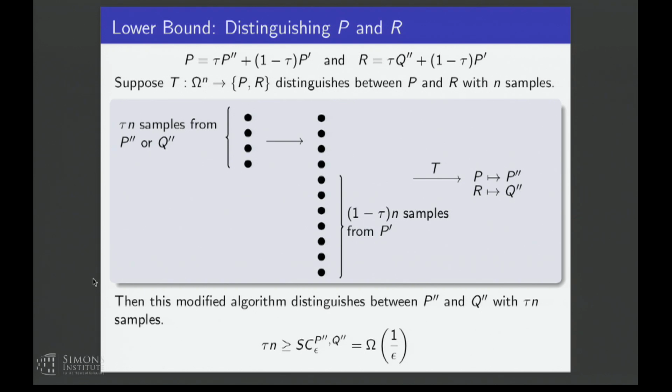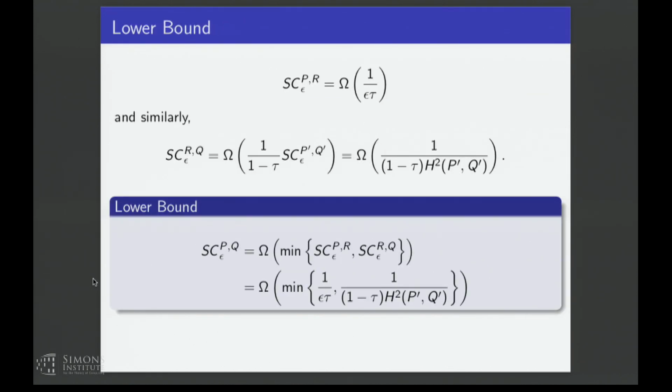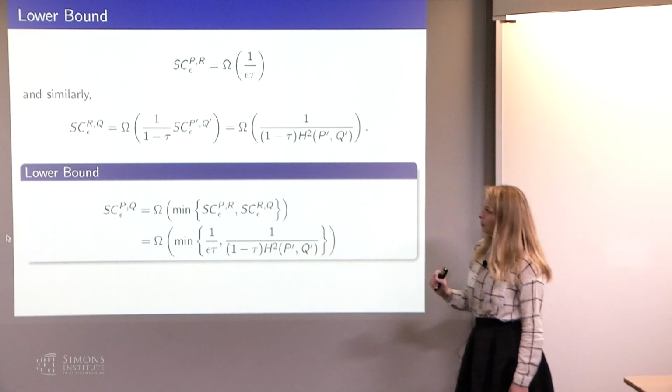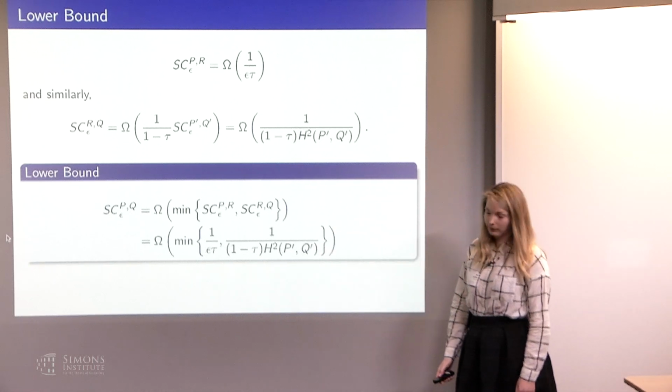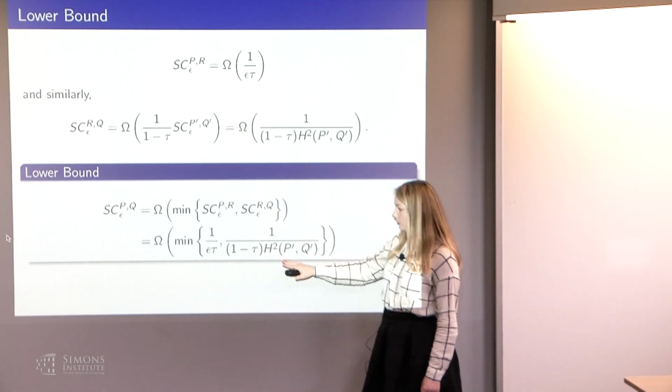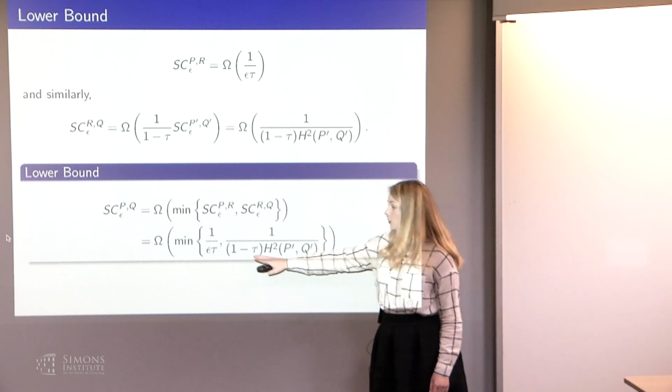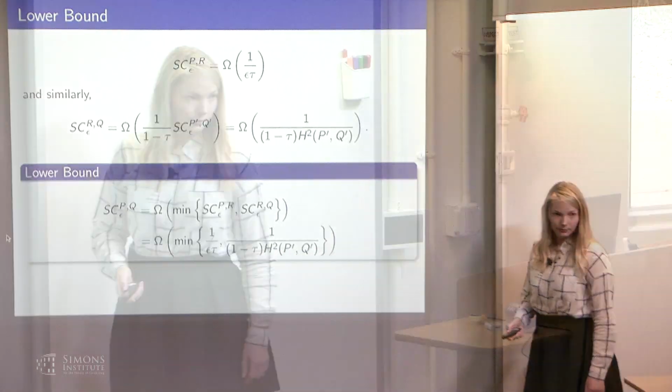So what this says is that tau n must be bigger than my private sample complexity between P double prime and Q double prime. And this sample complexity is 1 over epsilon, because remember P double prime and Q double prime have disjoint support. So non-privately, 1 sample would do. So privately, we need 1 over epsilon samples. And we can make the same argument for distinguishing between R and Q. That you need 1 over 1 minus tau times the private sample complexity for P prime and Q prime, which we've already said is governed by the Hellinger distance between P prime and Q prime. So putting all this together, our sample complexity is lower bounded by the minimum of these two terms, which is exactly the sample complexity we were claiming.